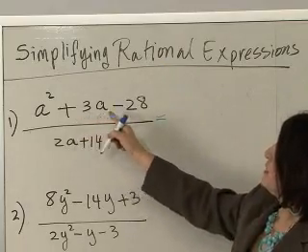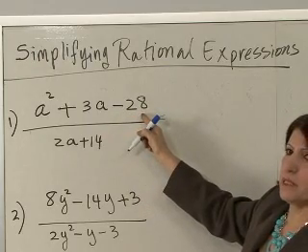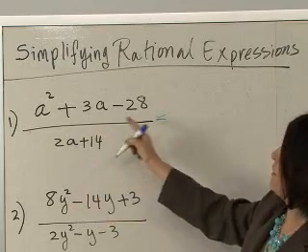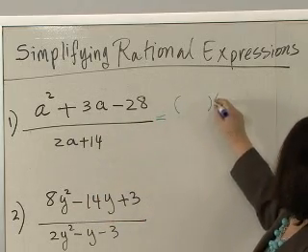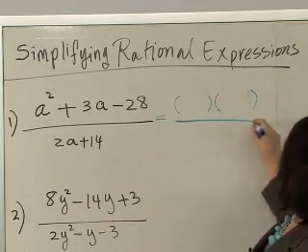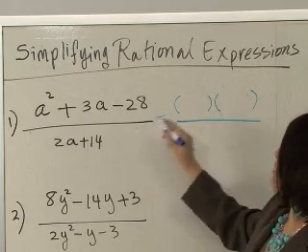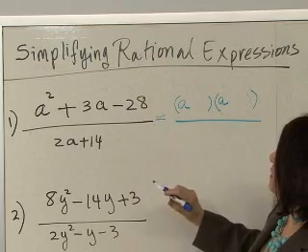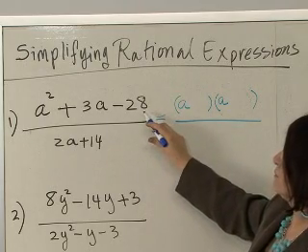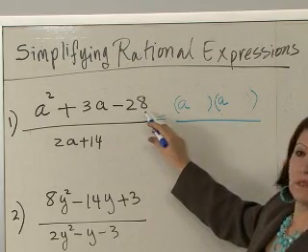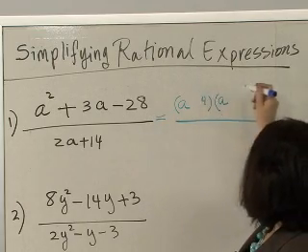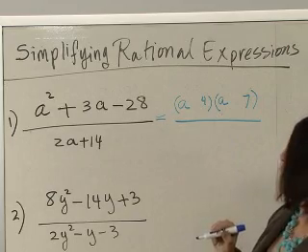I see that a squared plus 3a minus 28 is a trinomial with leading coefficient 1. So that makes it really easy to factor. So I'm going to factor it into two binomials. The a squared is a times a. 28 is what? 4 times 7. So I'm just going to try 4 times 7 using trial and error over here.